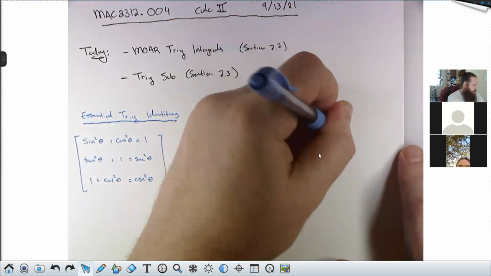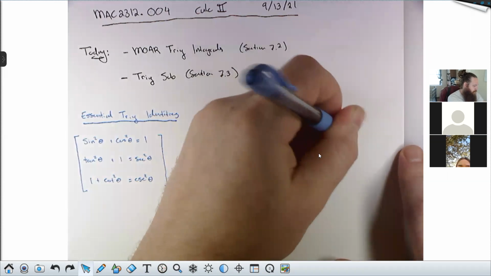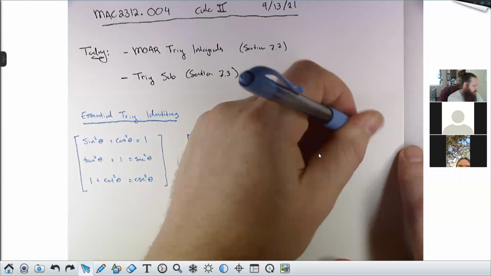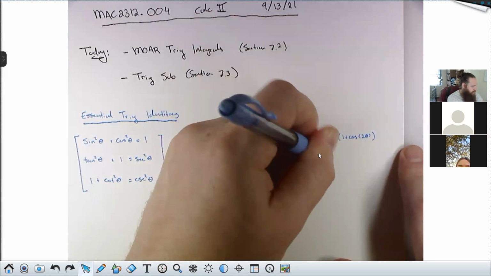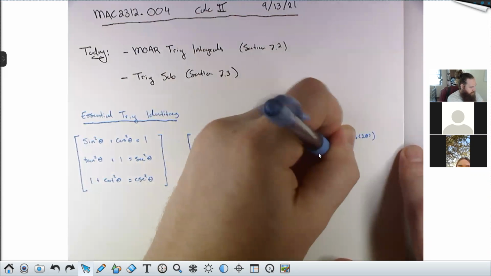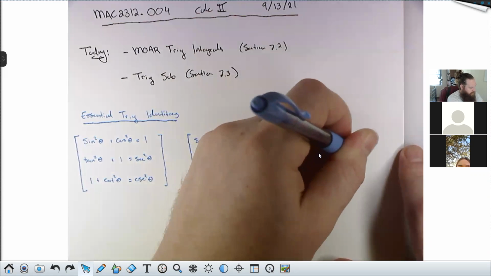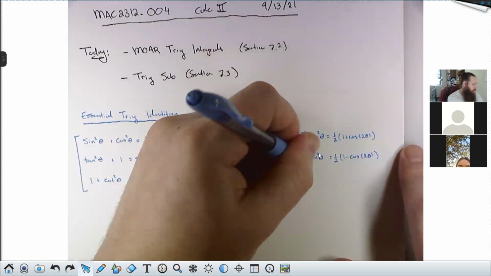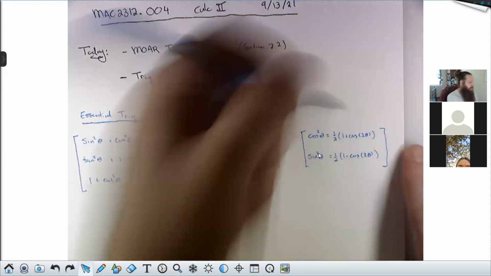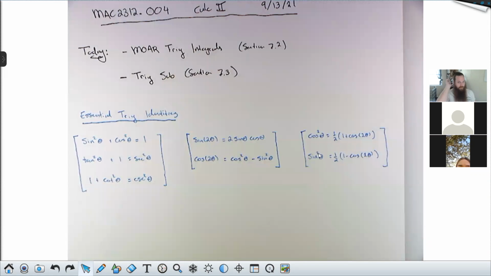Cos squared theta equals 1/2 times 1 plus cos 2 theta, and sine squared theta equals 1/2 times 1 minus cosine 2 theta. All right, so these are the identities that we use constantly. You've got to know these, you've got to know them cold.